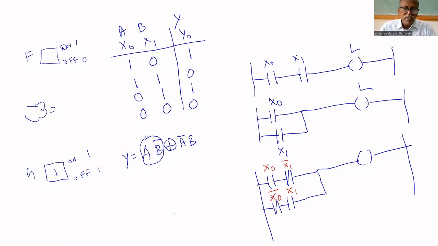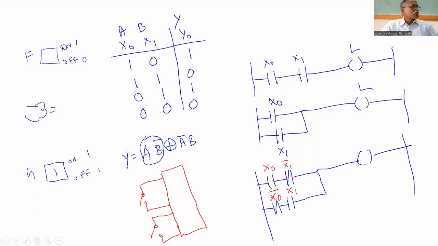Let us check. Here, what is the connection diagram? The connection diagram in the input module: X0 is connected to a toggle switch, not a push button. Toggle switch means if you close it, it remains closed, it remains 1. So I am putting a toggle switch, not a push button. For this function, you need a toggle switch.